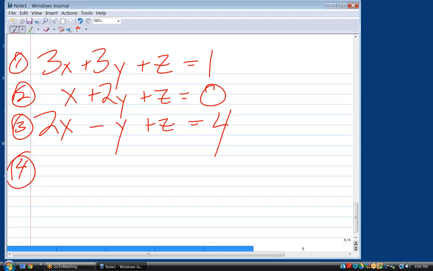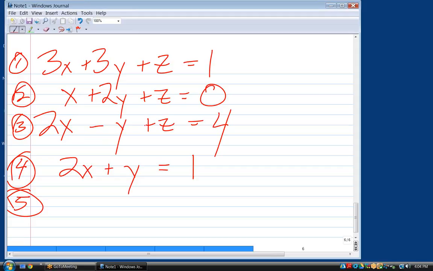Yeah. We can eliminate z by subtracting equation 2 from equation 1. What do I get? You get 2x plus y equals 1.